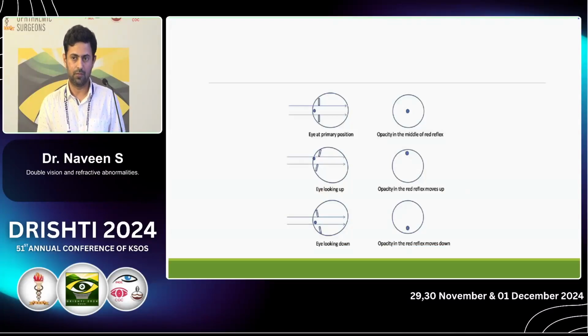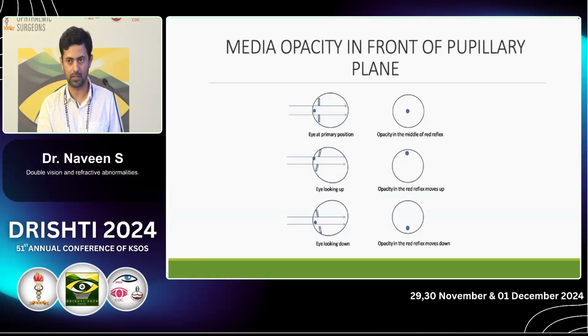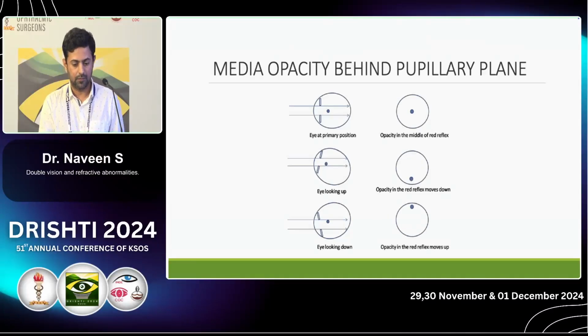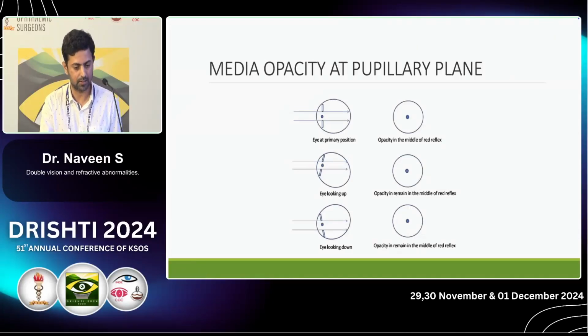And we can know if the opacity is in front of the pupillary plane by looking at the movement of the reflex. If it moves along with the eye movement, the opacity is in front of the pupillary plane, and if it's behind the pupillary plane, the opacity will move against the eye movement, and it will be stationary if the opacity is in the pupillary plane.